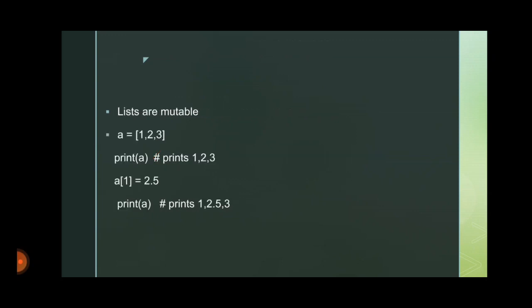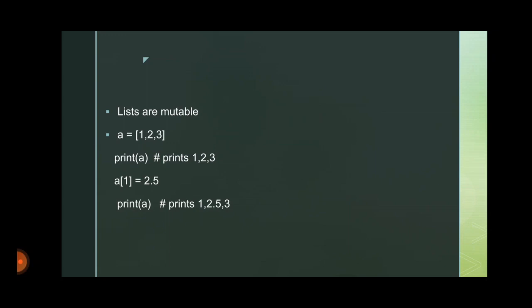Another feature is, lists are mutable. Mutable means the values of the elements of a list can be altered. It is one of the important features. It is mutable, that means we can change the value of elements of a list.